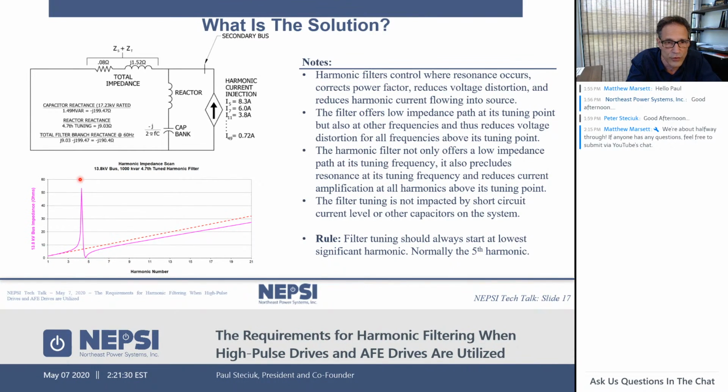You will note that there's a resonance below the tuning point. This always exists in every harmonic filter, whether it's a detuned cap bank, a detuned filter bank, or any type of filter. There's a resonance that exists below the tuning point. This needs to be addressed. It is why harmonic filters are tuned to a low frequency, typically the 5th or below, is that theoretically there should be no harmonic currents at a frequency lower than the 5th harmonic.